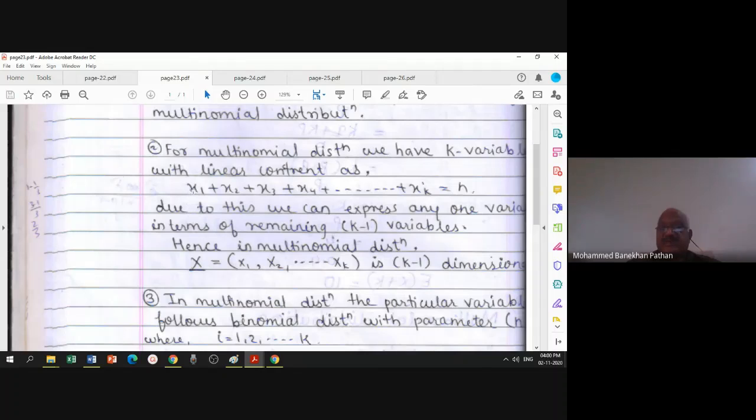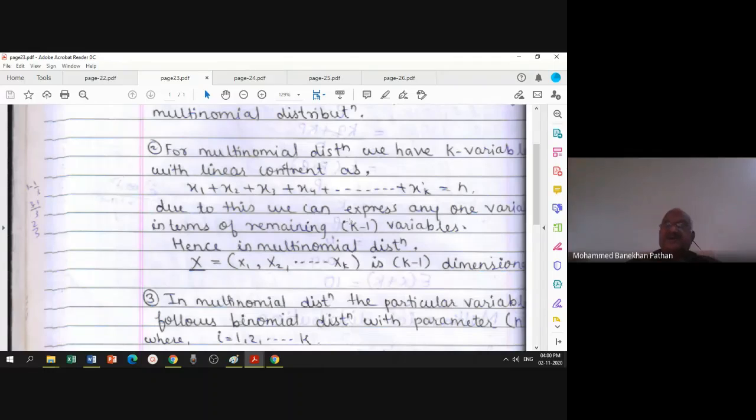Now, what is the impact of this constraint? Due to this constraint, we can write any one out of k in terms of the remaining k minus 1. So in a true sense, we are not studying k variables, we study only k minus 1. Because out of k, any one can be expressed in terms of the remaining k minus 1. So if you have knowledge of k minus 1, you can decide the remaining one variable easily.